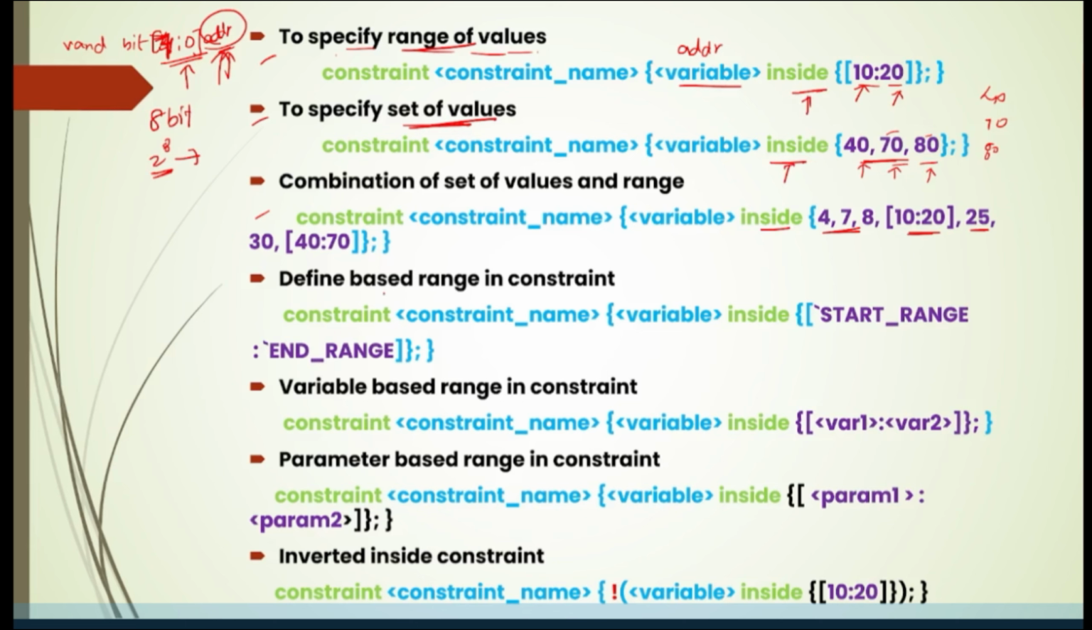Now, defining a base range in a constraint. By using the tick define compiler directive, which we have seen, you will be defining the range. This is similar to the earlier one, but there you are giving constant values, like 10 and 20, which can't be changed.